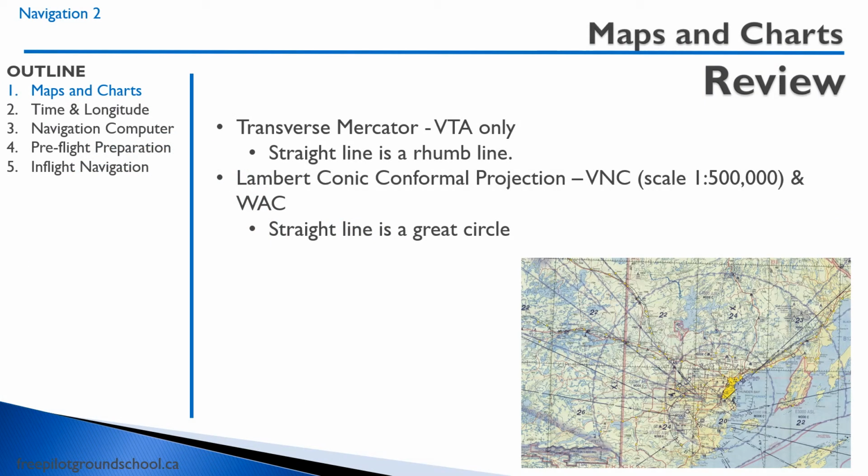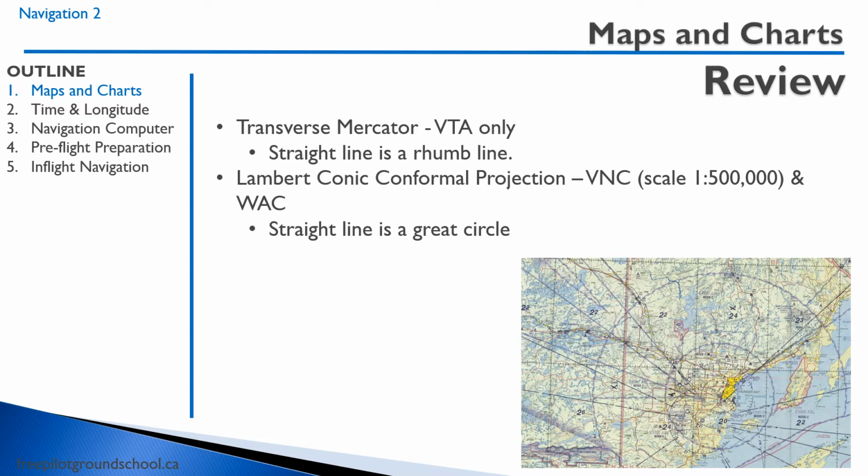So a couple types of map. The transverse Mercator projection is in visual terminal area only. A straight line is a rhumb line. The Lambert conic conformal projection is used for the VNC, so a scale of 1 to 500,000. And a straight line is a great circle.